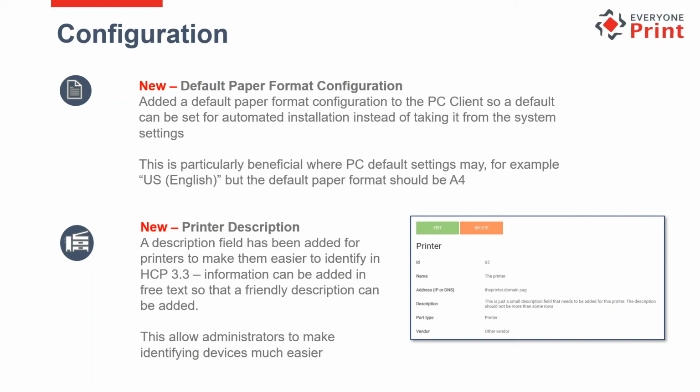We've also added within HCP a printer description field. So this is just a text field to allow a friendly description of the printer to be added. So this just makes it much easier for administrators in HCP to identify devices. You can have floor 1, building 2, corridor printer, that kind of thing put in there, and it just makes it a lot easier for a friendly name to be given for each device.